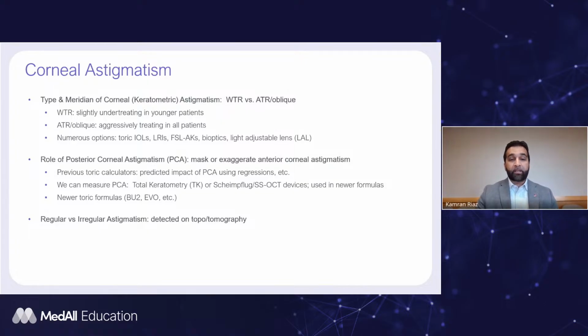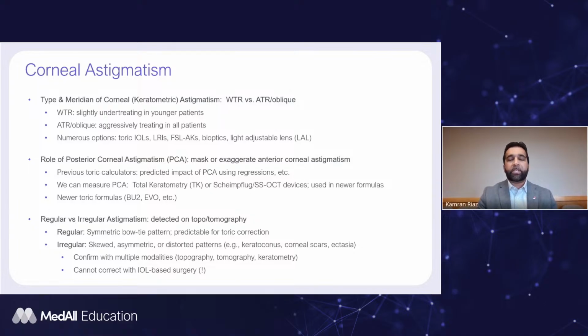And finally, regular versus irregular astigmatism. And this is where tomography can be very helpful, because topography can give us an idea of this patient's anterior astigmatism, but we know that there are posterior surface changes that can be lying beneath the surface. So again, we want to look for patients with that symmetric bow tie, which is predictable for toric correction. What we want to avoid are that skewed, asymmetric, distorted patterns of irregular astigmatism.